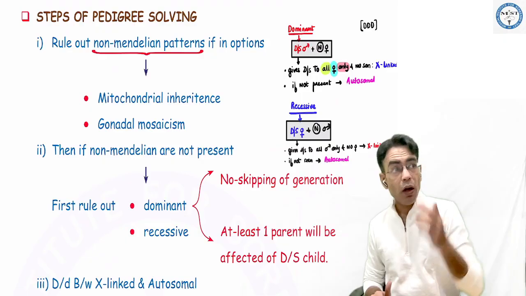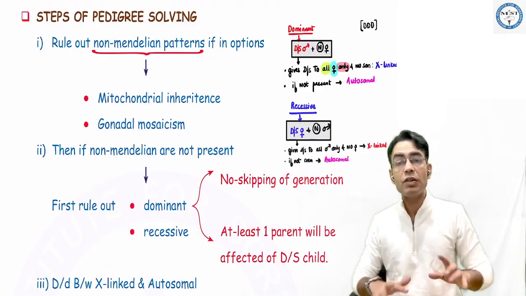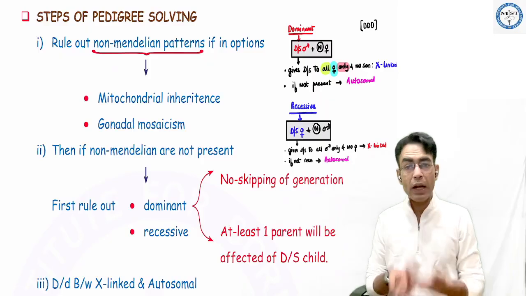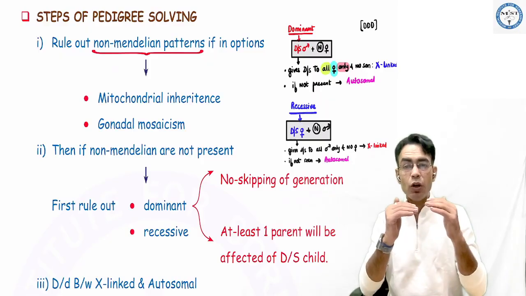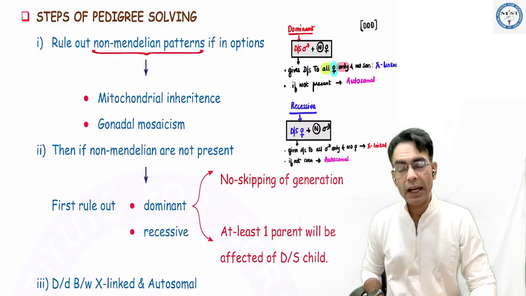What will happen in mitochondrial inheritance? Only the mother transmits. The father will not transfer to anyone, and when the mother transfers, she'll transfer to all. And in gonadal mosaicism, the parents will be absolutely normal, but the progeny will be completely involved. This is your pedigree analysis.